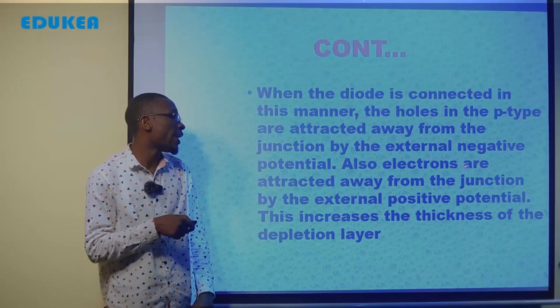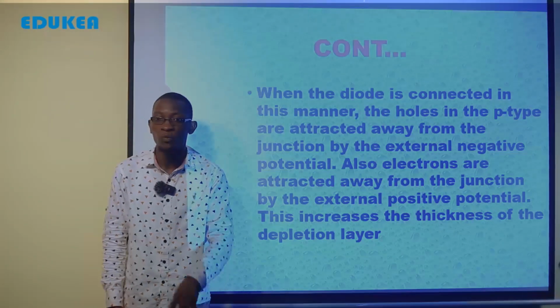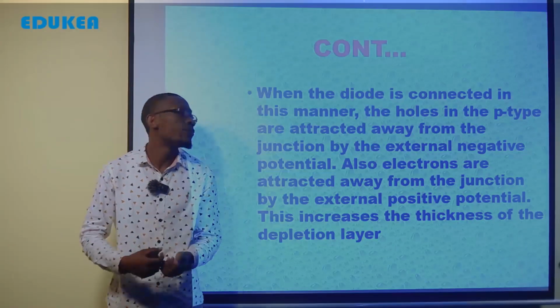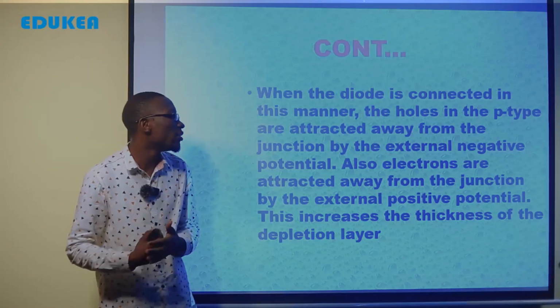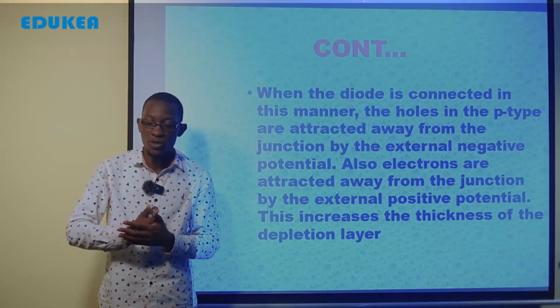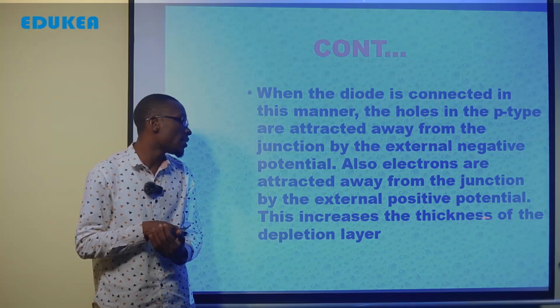Lakini pia electrons zinakuwa attracted away from the junction kutokana na ile positive potential, external positive nini? Potential. This increases the thickness of depletion layer. Hiyo pia inaongeza thickness ya depletion layer.